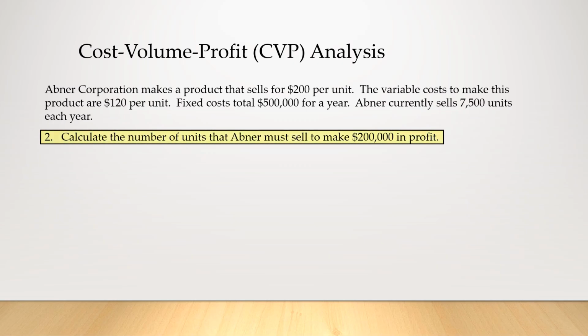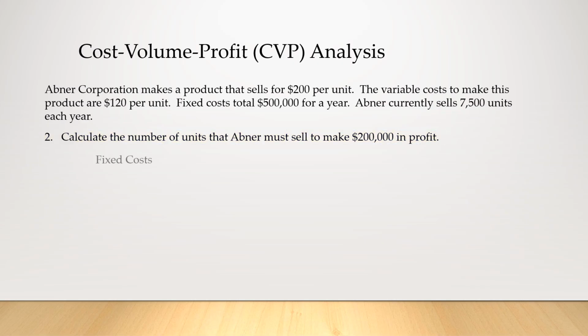Number 2. Calculate the number of units that Abner must sell to make $200,000 in profit. We can modify our previous formula for break-even point to determine the amount. Specifically, fixed costs plus target profit divided by unit contribution margin. Our fixed costs are still $500,000. Add to that amount the target profit of $200,000, and our numerator is $700,000. Unit contribution margin is unchanged at $80 per unit.